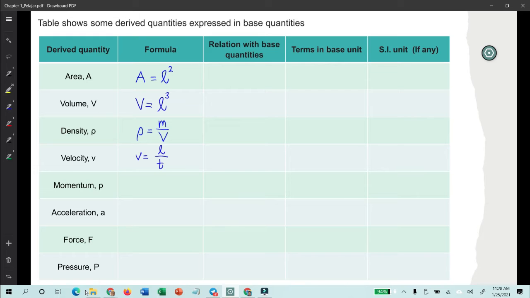Next, momentum. Momentum is the product of mass and velocity, so it's going to be mv. Product means multiplication. When it comes to rate, then it will involve division.